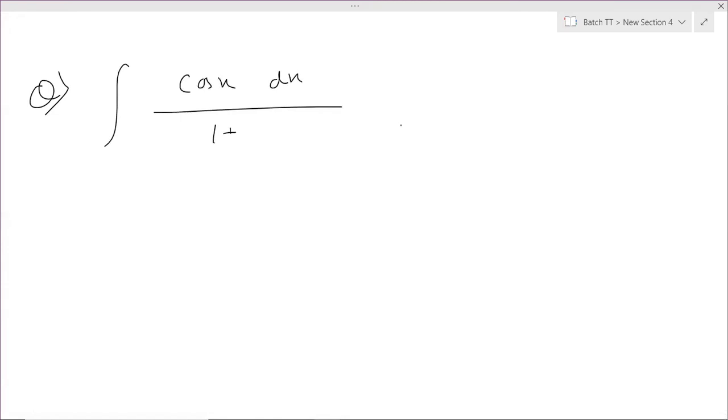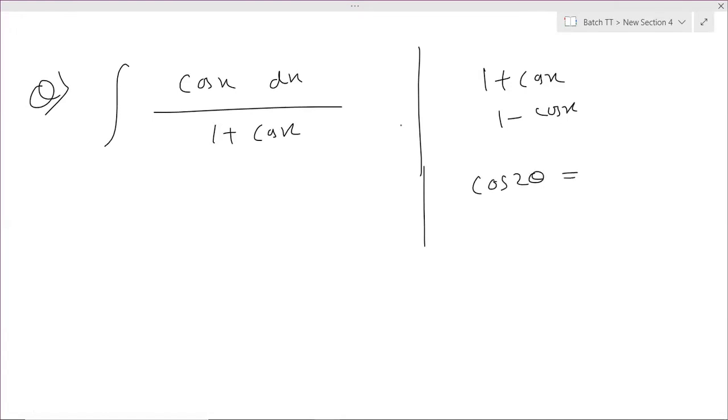Integration of cos x dx upon 1 plus cos x. All right, so remember one thing. Whenever you see 1 plus cos x or 1 minus cos x, you are going to use the half angle formula, right? And what is the half angle formula? Where the angle is halved. Very simple, right? No rocket science here. So if anybody remembers the formula for cos 2 theta, please enlighten me. Any warrior between us who remembers the formula?